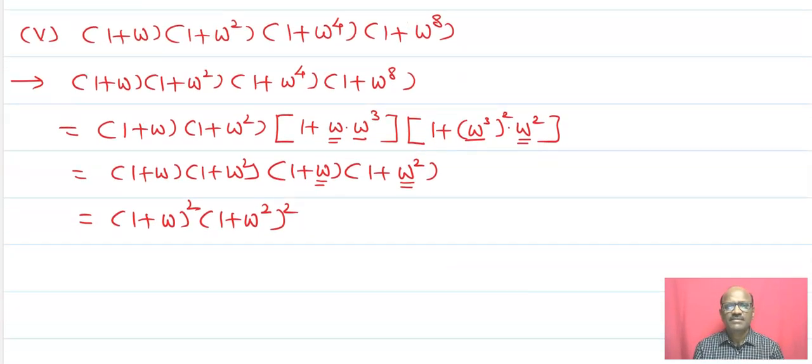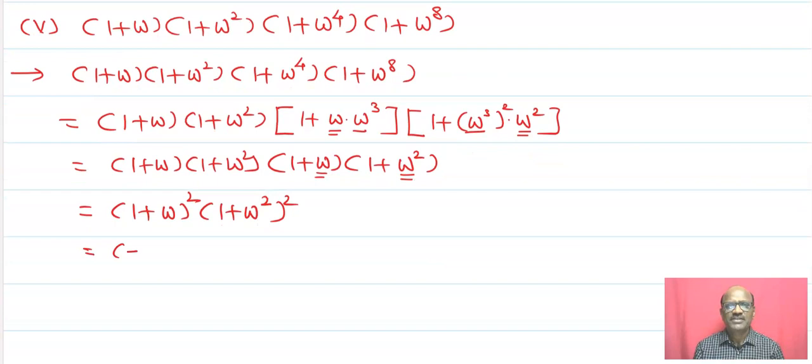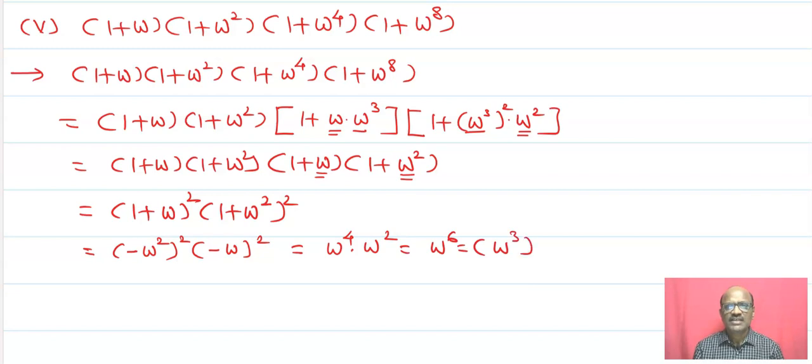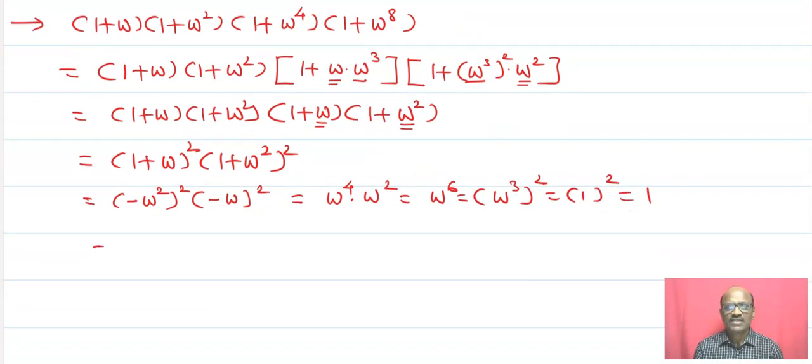Therefore, again substitute the values. 1 plus omega means what? Minus omega square, bracket square. And 1 plus omega square is minus omega, whole square, that is omega raised to 4 and omega square, that is omega raised to 6, and omega cube bracket square, that is 1 square, that is equal to 1.